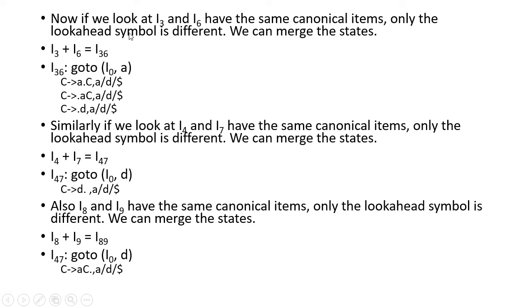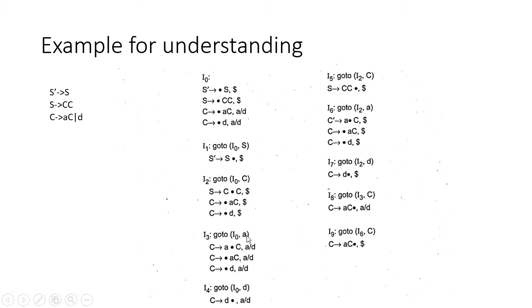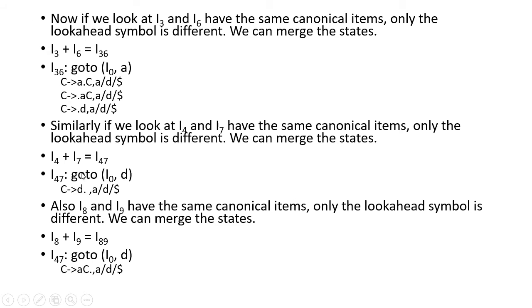So we can merge the states which are similar. So we say I36 is go to I0 comma A, and we have A/D/$. So we merge the two states I3 and I6. So we just add A/D/$. Similarly, if you look at I4 and I7, it is the same thing. C derives D dot, C derives D dot. This is AD, this is $. So we have a new state which is called I47. Similarly, I89 will be the same.